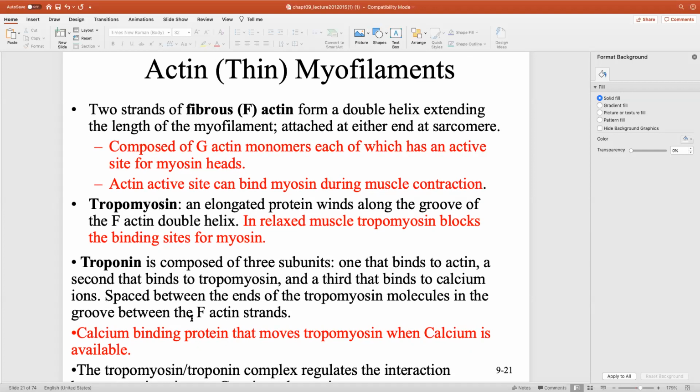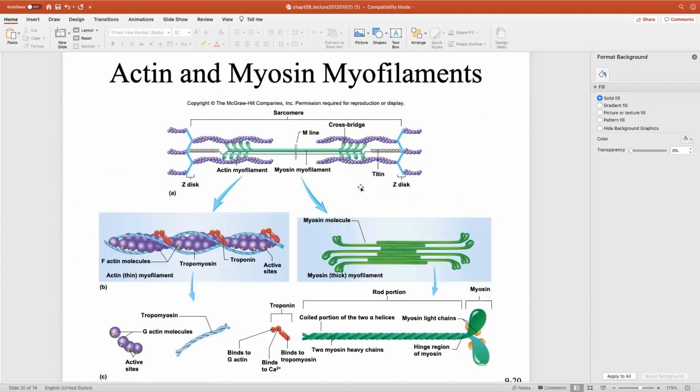Actin is the first one we'll discuss. Two strands of fibrous actin form a double helix structure, extending the length of the myofilament, attached at either end of the sarcomere. Let's take a look again at that picture. Here's the actin that looks like little grapes on top. It's going to be attached and anchored on each side to a Z disc.